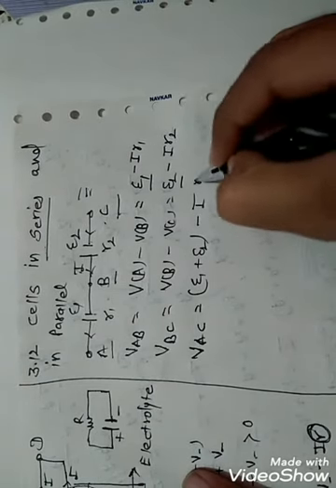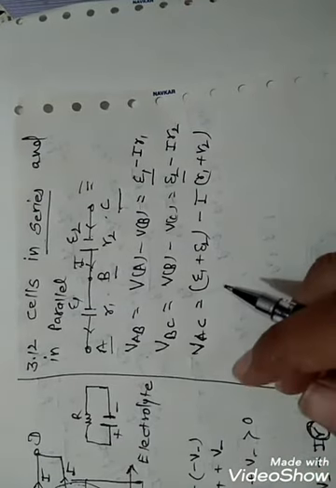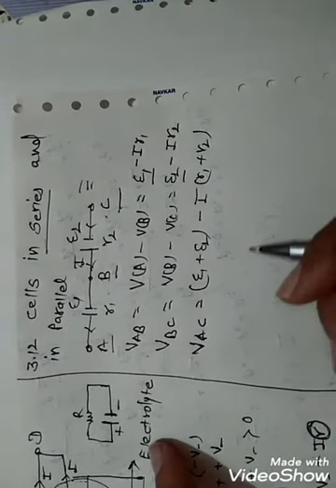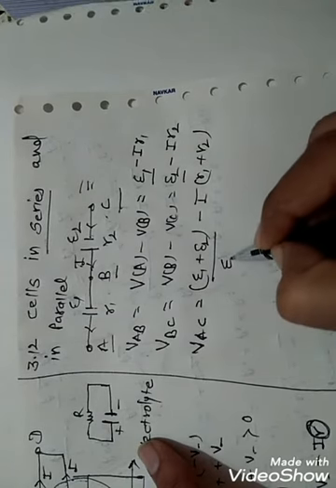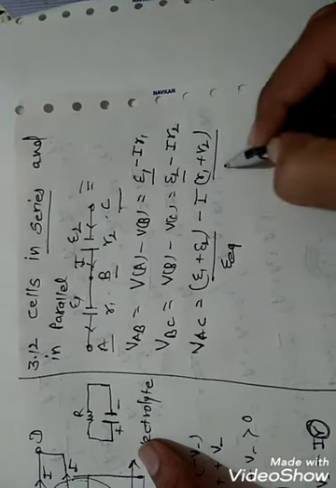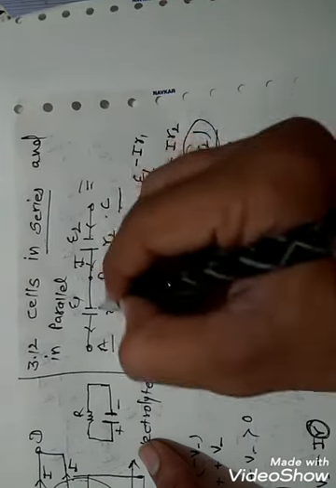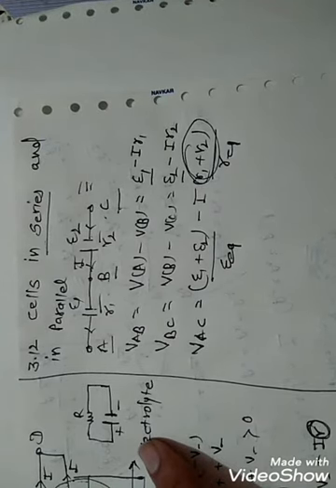minus I common, R1 plus R2. So in this case, the combination means we can write the equivalent resistance, and the internal resistance of this cell. Now this is the rule for the series combination of cells.